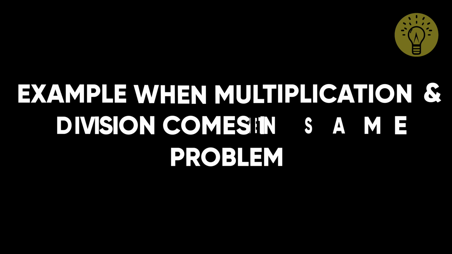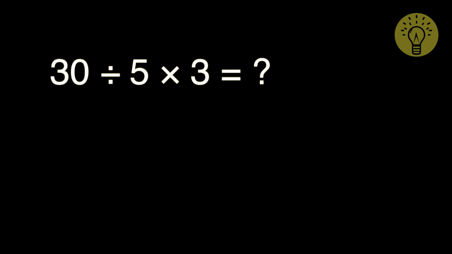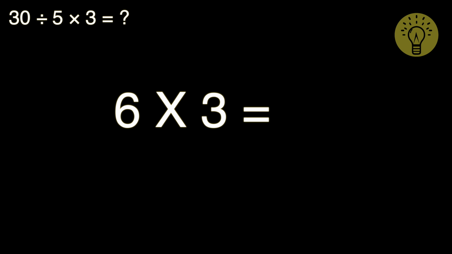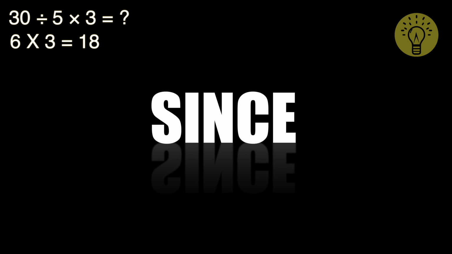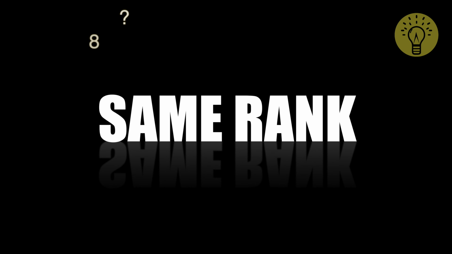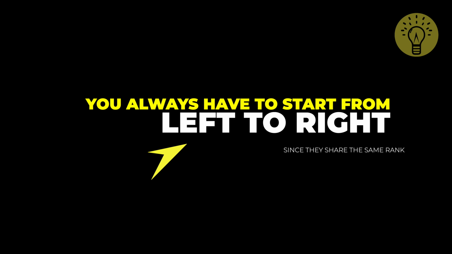Now let's take another example. What is 30 divided by 5 into 3? The answer is 6 into 3, which is 18. How? Since multiplication and division share the same rank, if there is a question like this, you always have to go from left to right, because they share the same rank.